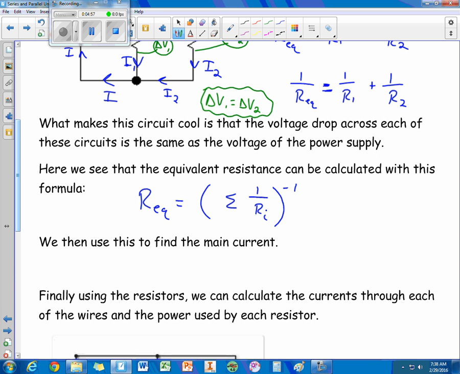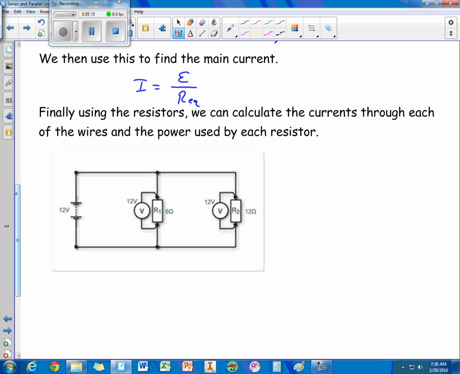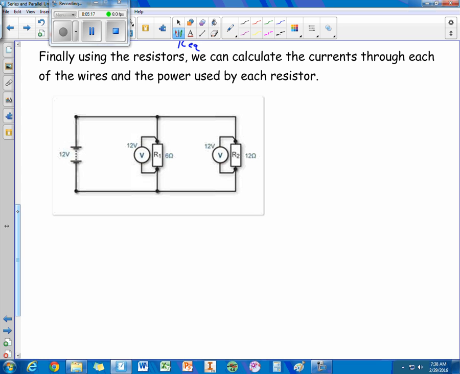Once again, we can find the main current. And then once again, we can use each resistor to calculate the currents through each wire and the voltage drop across each resistor. So here we have an example. I've got a 12-volt power supply. I'll write this out to make it a little bit bigger. This first resistor, R1, is 6 ohms, and the second resistor, R2, is 12 ohms.